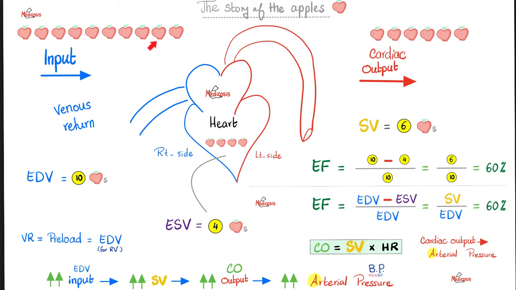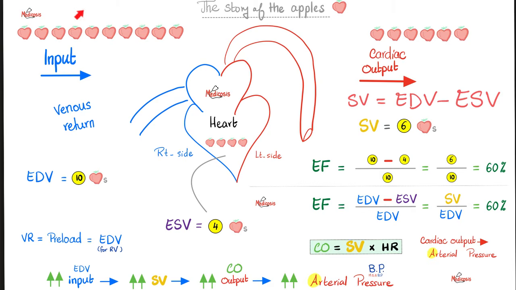And what do you call the 10 original apples that I gave you? End-diastolic volume. Because at the end of diastole, you just relaxed and accepted all the apples, you had 10. 10 is the end-diastolic volume, 4 is the end-systolic volume. The difference between them is the stroke volume. So stroke volume equals end-diastolic volume minus end-systolic volume.